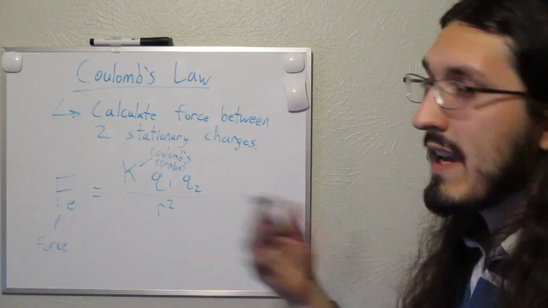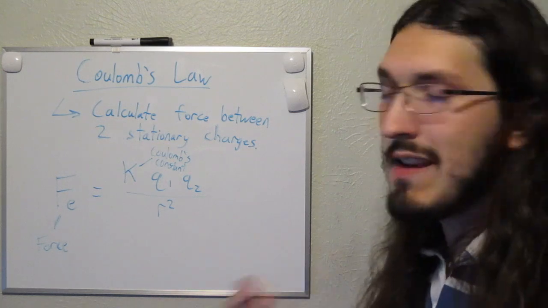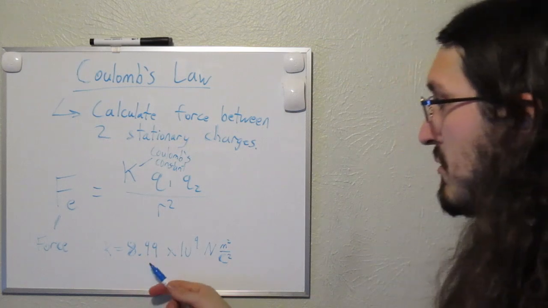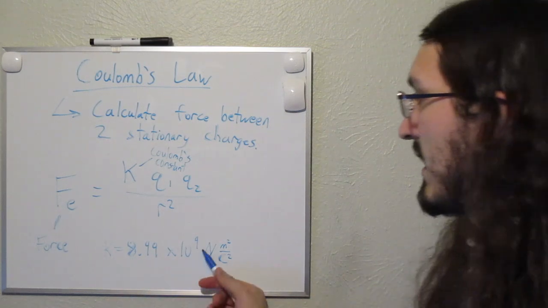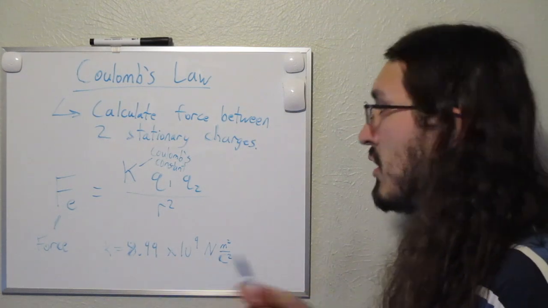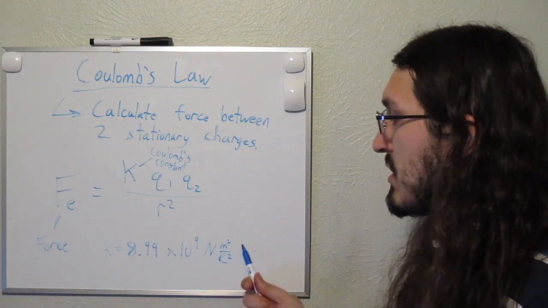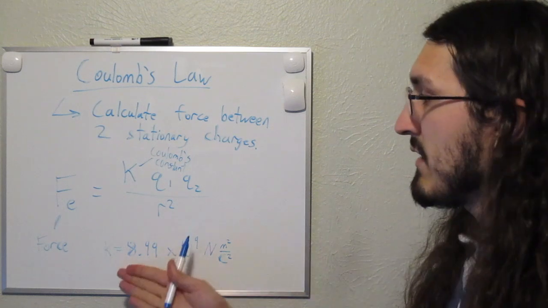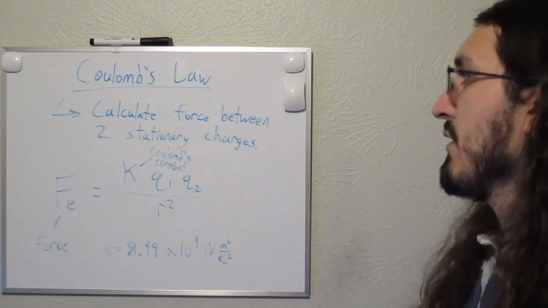Coulomb's constant, K, is equal to approximately 8.99 times 10 to the 9 power. Once again, K is equal to 8.99 times 10 to the 9 power, and the unit for Coulomb's constant is Newton meters squared per Coulomb squared. You shouldn't worry too much about the units, but you are going to have to use this number in the equation whenever you're calculating force.